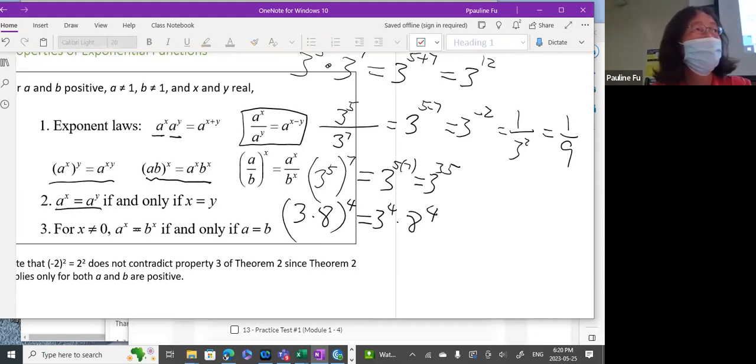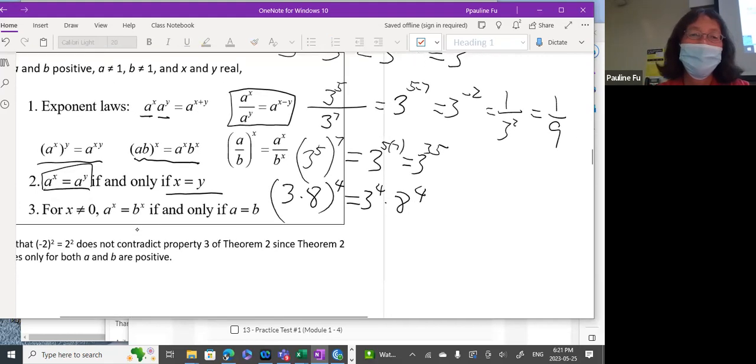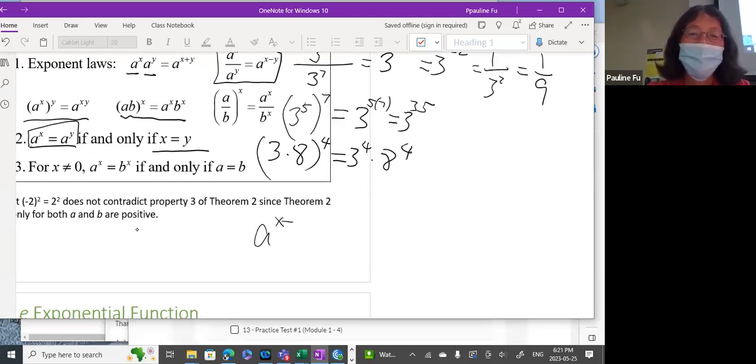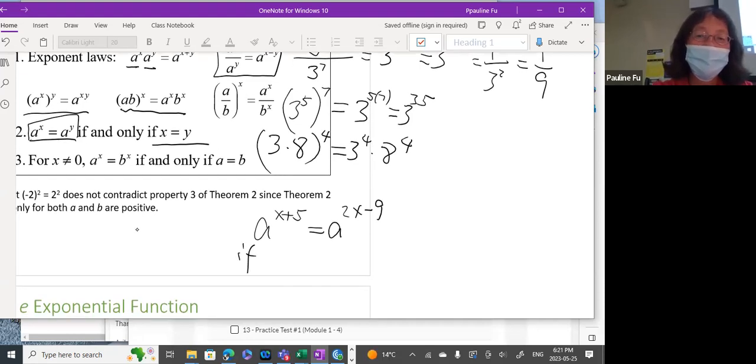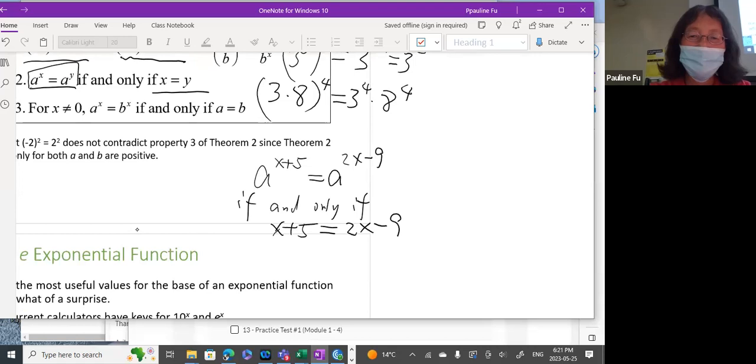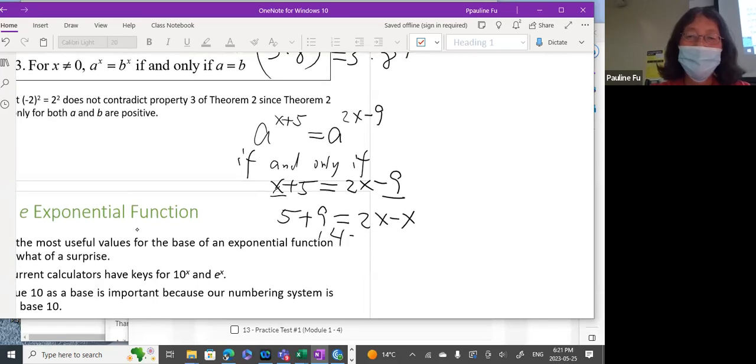The second law says a raised to power x equals a raised to power y if and only if x equals y. For example, if a raised to power x plus 5 equals a raised to power 2x minus 9, this is true if and only if x plus 5 equals 2x minus 9. And from here, you can solve for x. Move this x to the right-hand side, move this negative 9 to the left-hand side, you get 5 plus 9 equal to 2x minus x. So you get 14 equal to x.